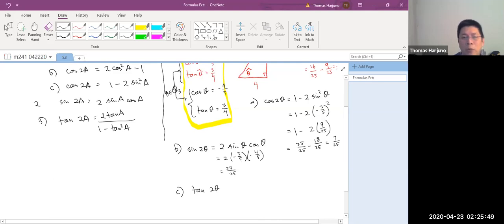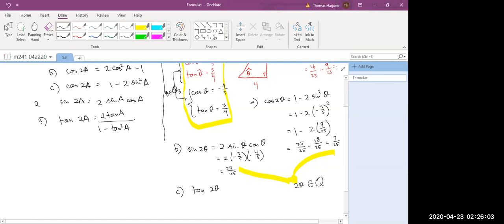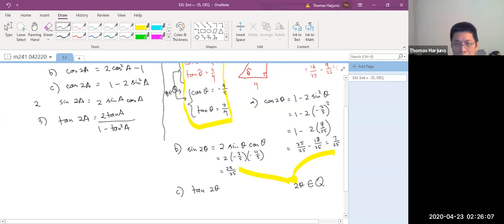Actually, before we answer part C, I would like to ask you this question. Based on what you see here, this angle 2 theta is in which quadrant? Quadrant 1, because sine and cosine are both positive in quadrant 1.